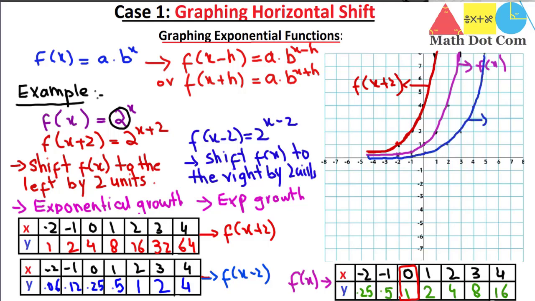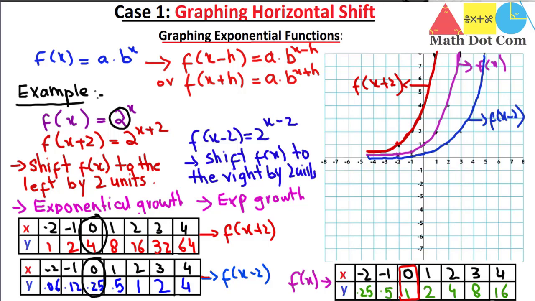So this is f of x minus 2. It is clear here that when you are subtracting something from the x value of the original function, it will shift to the right. And if you are adding something, it will shift to the left. Keep this in mind, due to the shift, the y-intercepts are also changing. If I highlight the y-intercept, in the original function it was (0, 1), here it is (0, 4), and here it is 0.25.